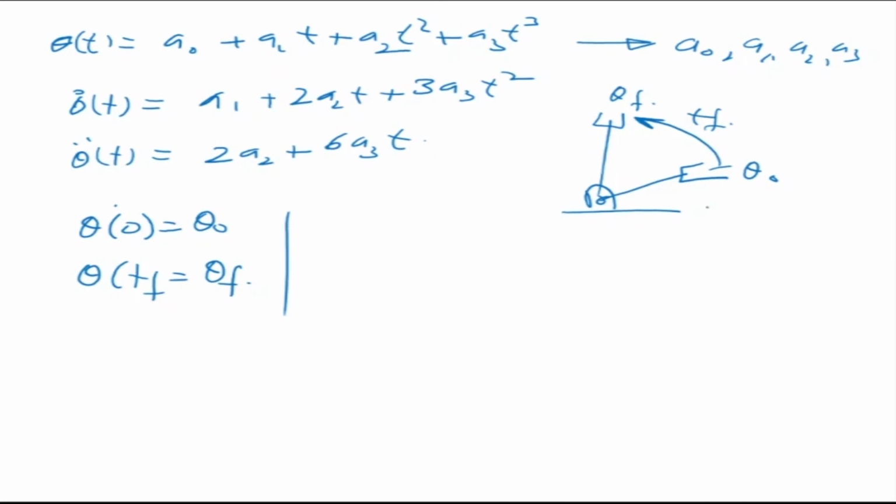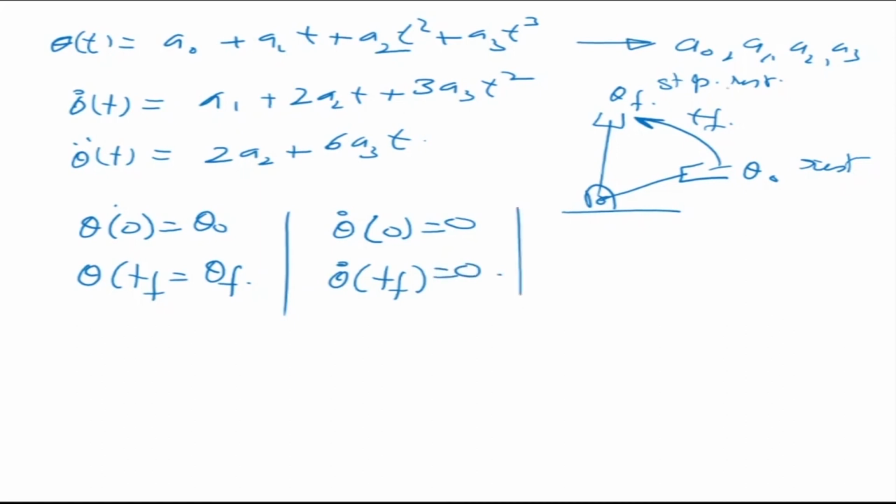Now what about velocity? Here it is at rest before starting, and here also it stops motion. Okay, so it is at rest again. So it is at rest means at time equal to 0, the body was at rest, velocity was 0, and velocity at tf is also equal to 0. So I have four equations now. Okay, so four equations, four unknowns here.